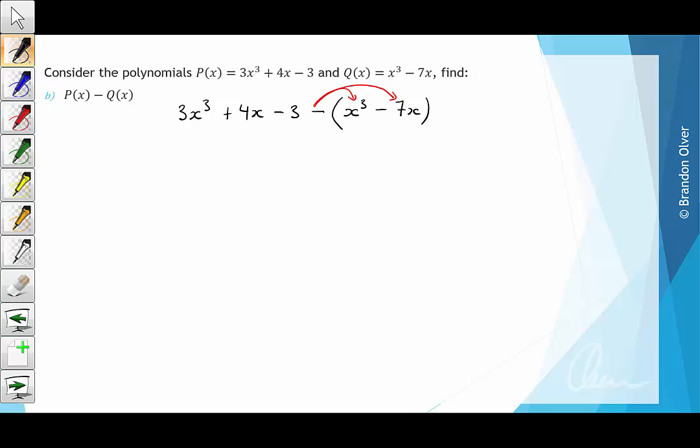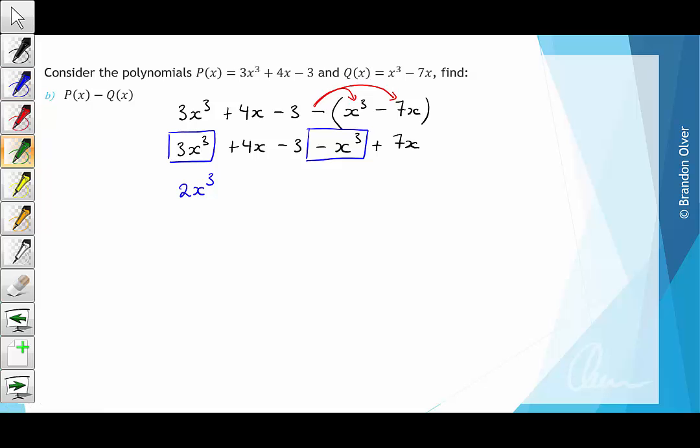So expanding that bracket out, we get 3x to the power of 3 plus 4x minus 3 minus x cubed plus 7x, because two negatives will give a positive. Next, we look for like terms again. So the first like term I can recognize is the 3x to the power of 3, and then minus x to the power of 3. And all up, that will give us 2x to the power of 3.